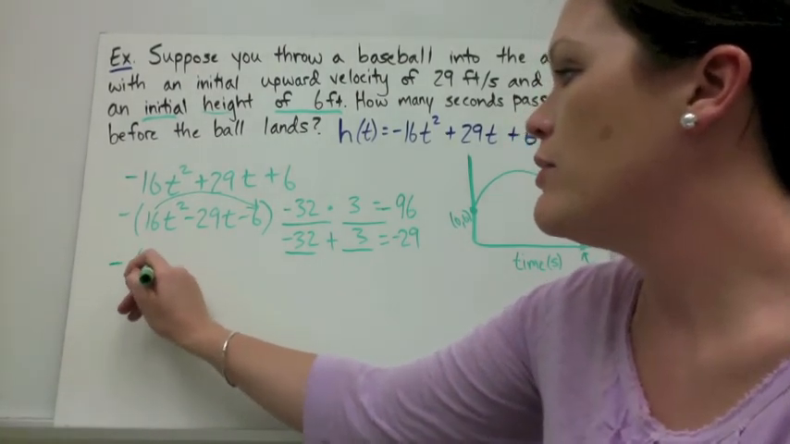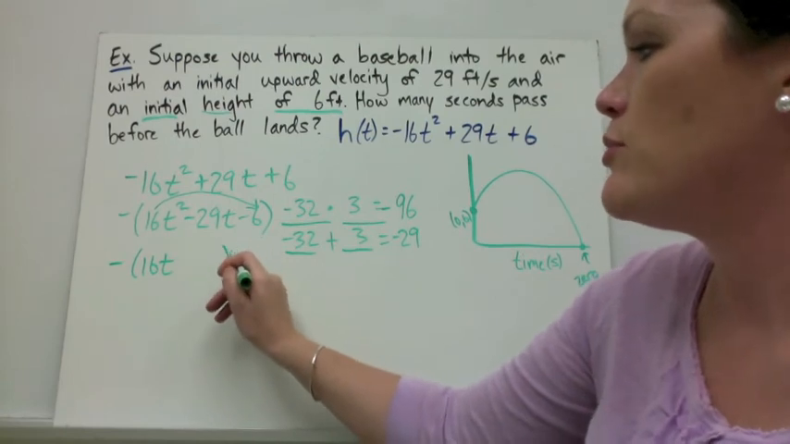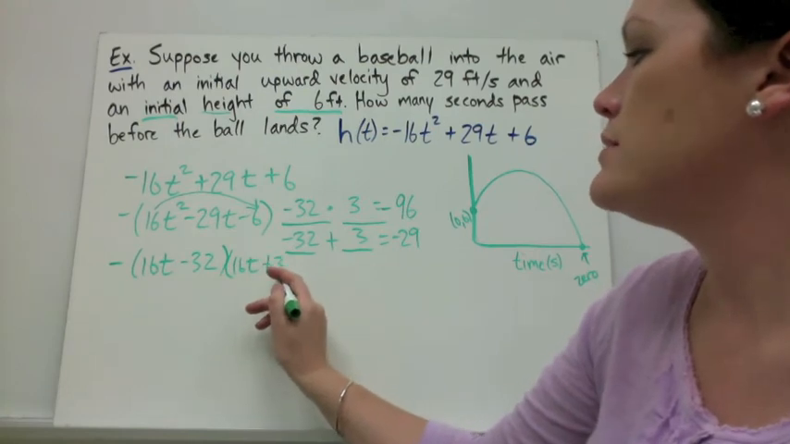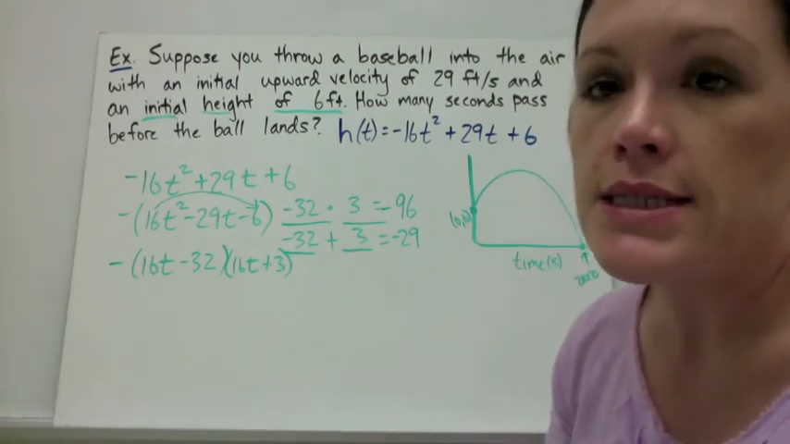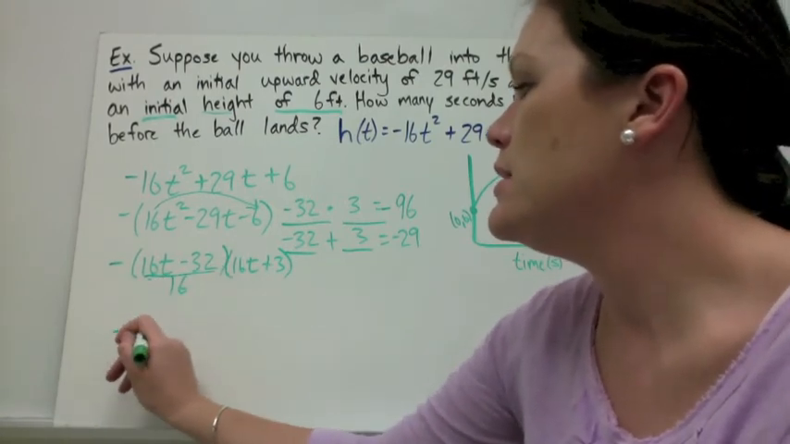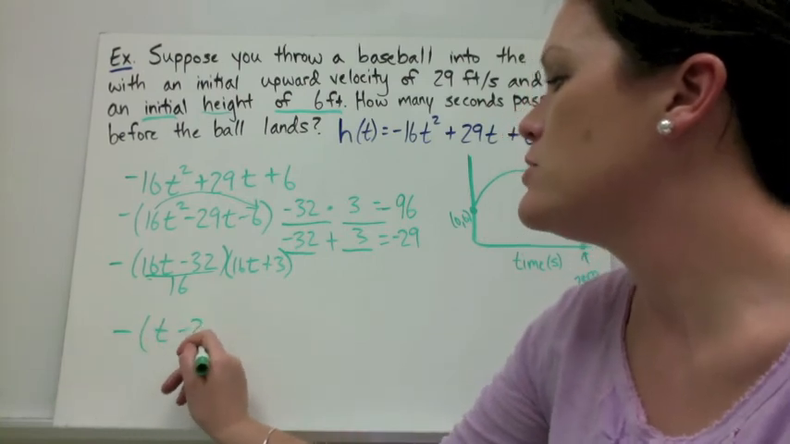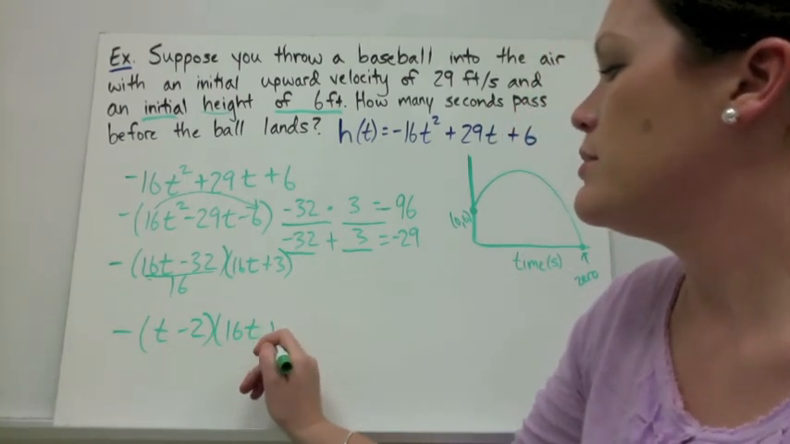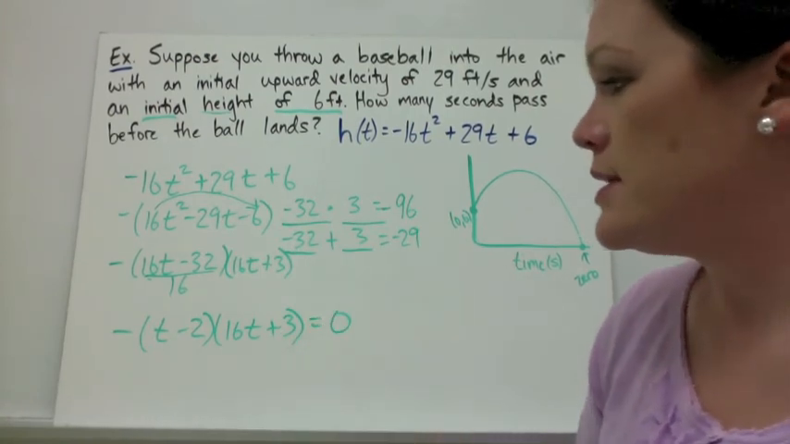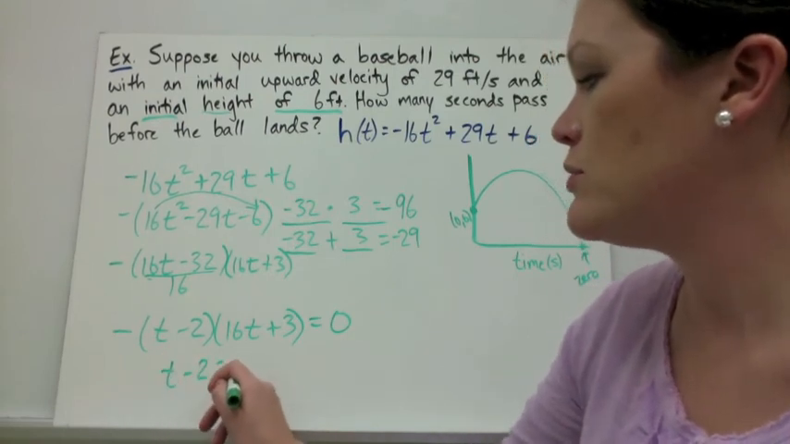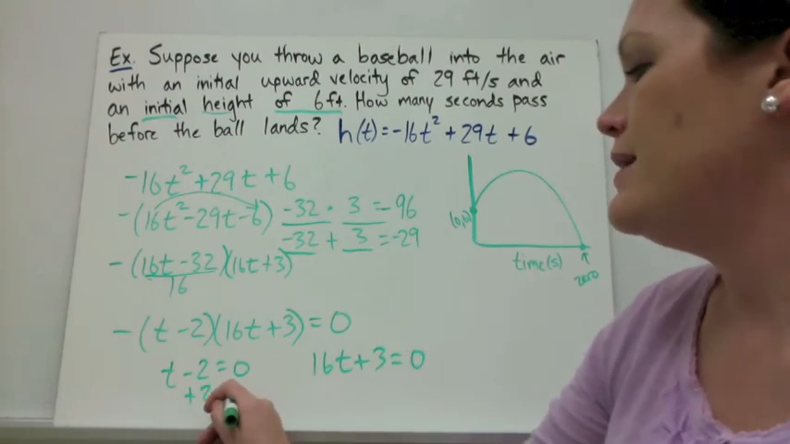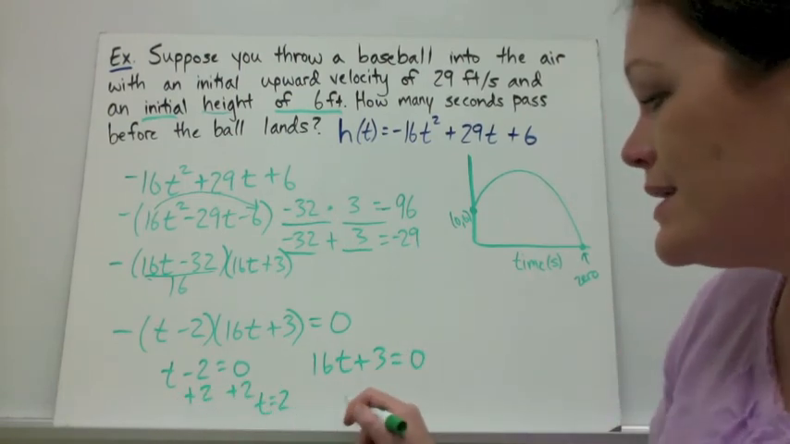Leave our negative and we factor using 16t. Remember, put it in both parentheses for now. Put in negative 32 and positive 3. And then we need to take out 16 or factors of 16 because we have one too many. So if I take out 16 right here, I would have t minus 2 and 16t plus 3. So now we need to take each one of those and set them equal to 0. If t minus 2 equals 0 and 16t plus 3 equals 0, we could add 2. So t might equal 2 seconds.